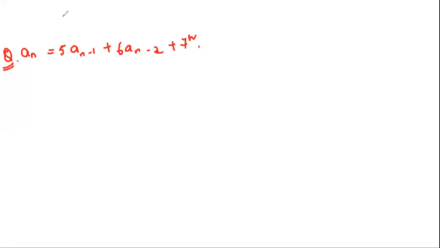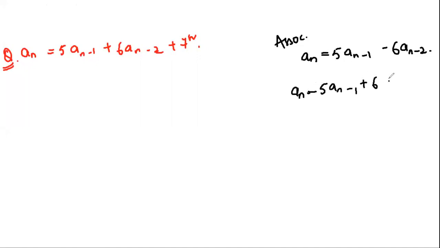So we can identify that this is a linear non-homogeneous recurrence relation. And what is the associated homogeneous recurrence relation? I'll just mention it over here. The associated homogeneous recurrence relation is given as An is equal to 5an minus 1 minus 6an minus 2. Now if you solve it, we will be using theorem 1, I believe. An minus 5an minus 1 plus 6an minus 2 is equal to 0.